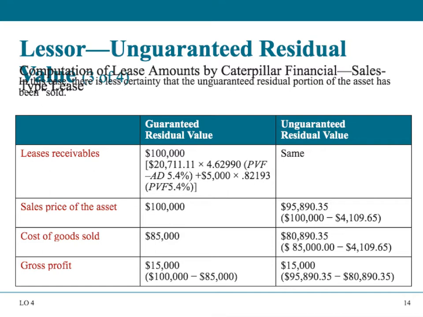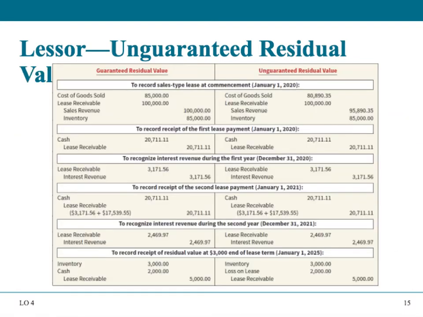Now, sales price. If we have a guaranteed residual value, we assume the sales price or your revenue will be $100,000. Under unguaranteed residual value, we assume that this part, the present value of unguaranteed residual value, has not been sold yet. And then for the cost of goods sold, it's $85,000 versus slightly less by the same present value of unguaranteed residual value. And if you look at the very bottom, your gross profit is still the same, $15,000.